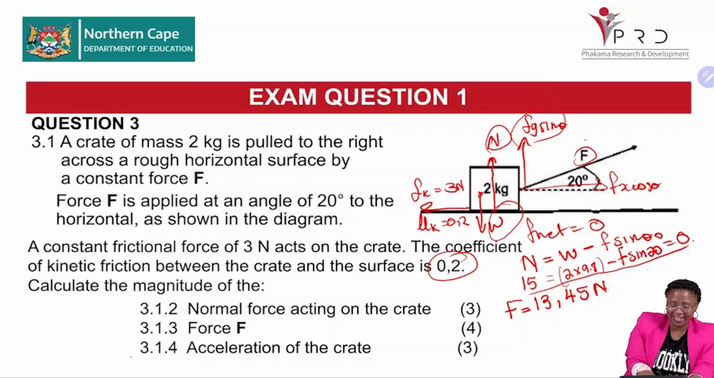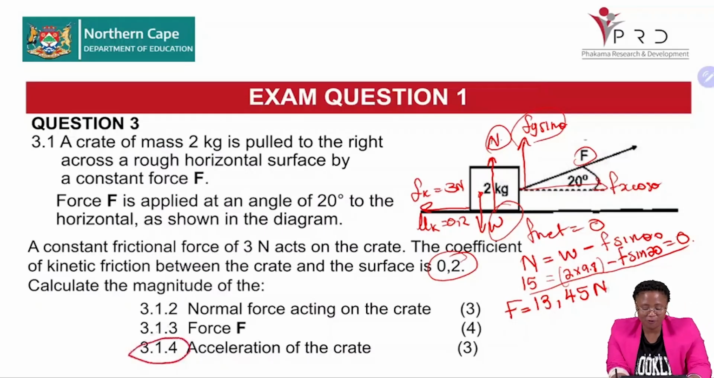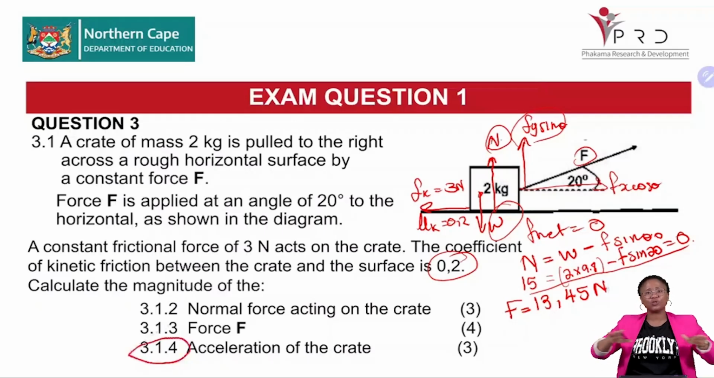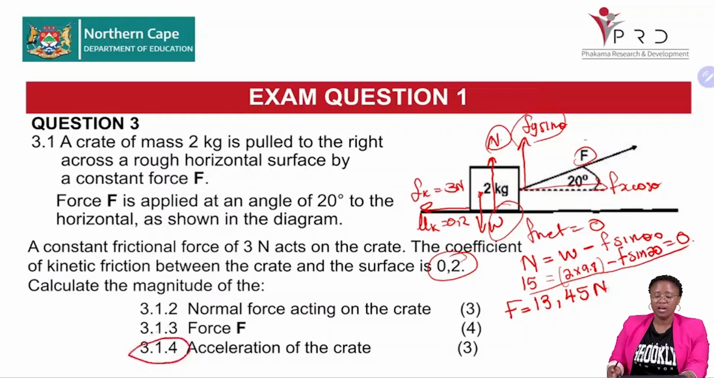Now let's quickly look at 3.1.4. How do you then calculate acceleration? Now that we are looking for acceleration, we are going to be looking at the horizontal motion of the object. Okay, how do we do that?